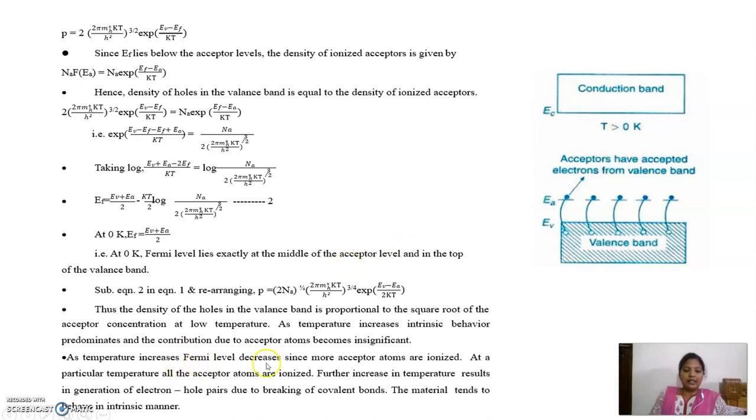As temperature increases, intrinsic behavior predominates over the contribution due to the acceptor atoms. As temperature increases, the Fermi level decreases since more acceptor atoms are ionized. At a particular temperature, all atoms are ionized, that is at T equal to 300 Kelvin. A further increase in temperature results in generation of electron hole pairs due to breaking of covalent bonds. Now this material behaves in an intrinsic manner. Thank you.